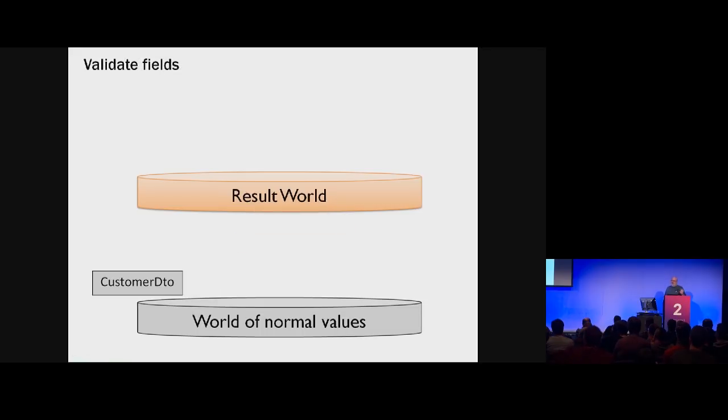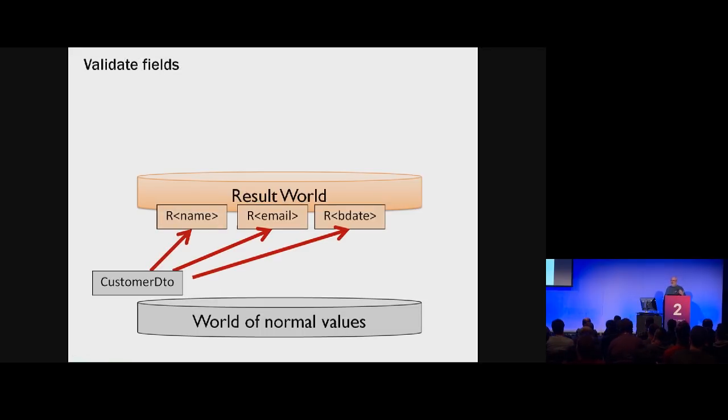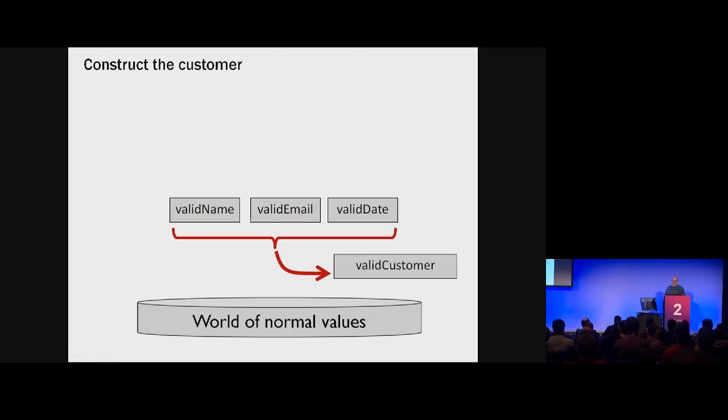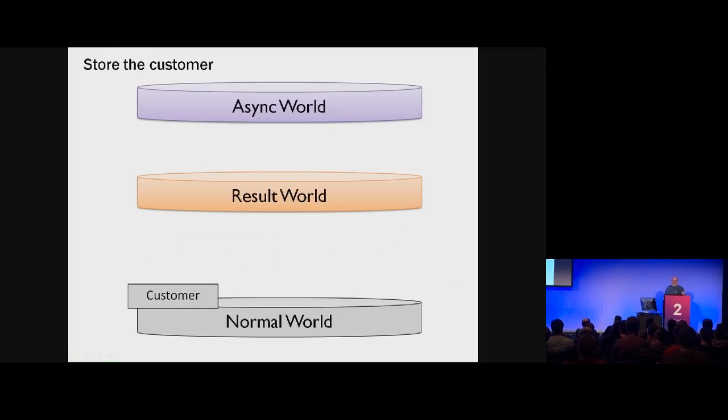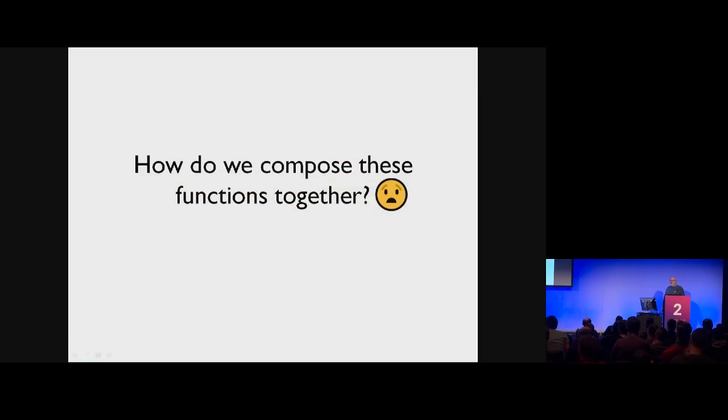And then we take the customer DTO and we take out the three fields, and each one of these might or might not be valid. And then we take those three fields and we make a customer. And then we take that customer in normal world and we store it in a database, which again, it might not store properly and it might be asynchronous. So we have all these functions, and how are we going to compose them together? They're all diagonal functions, all weird shapes. They're just not going to be composed together. None of the stuff matches up.